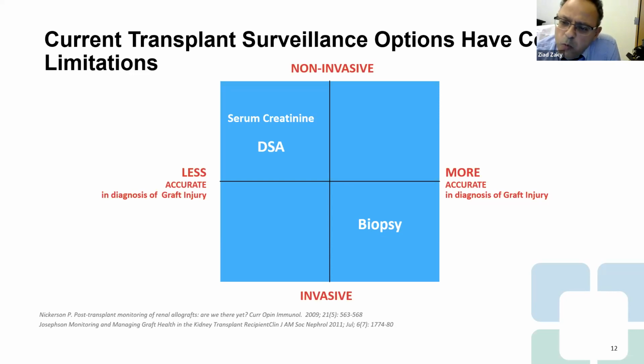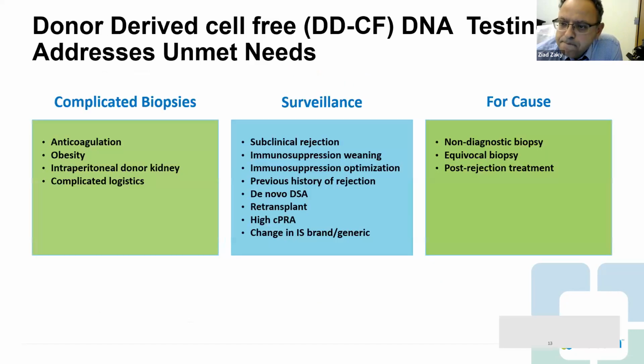So there is an unmet need here. And this is where cell-free DNA came into light about 5 or 8 years ago. It's a non-invasive biomarker, but it is also more accurate than the creatinine when we try to detect rejection.